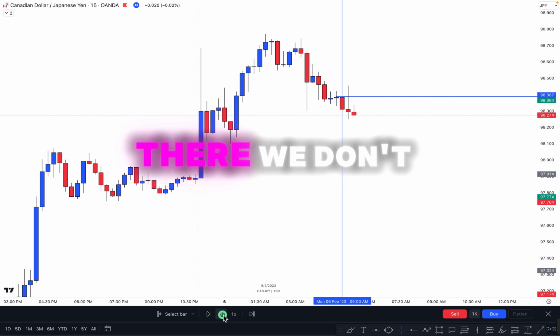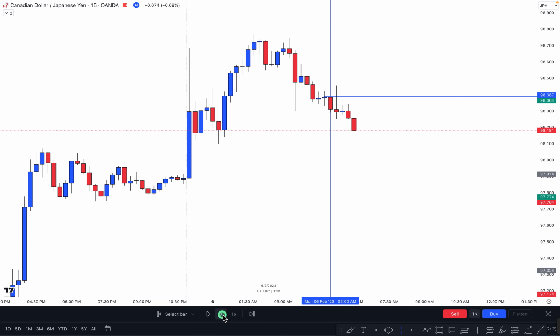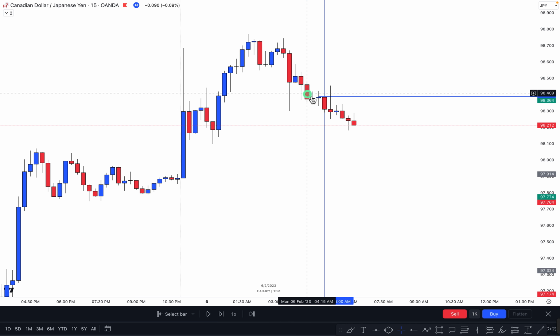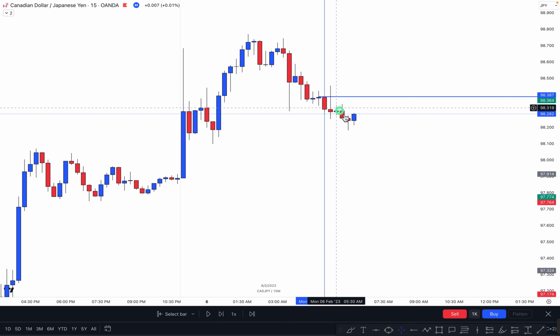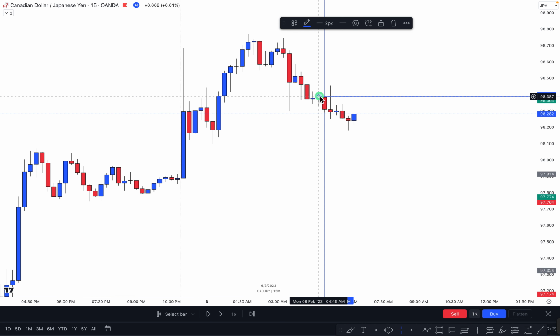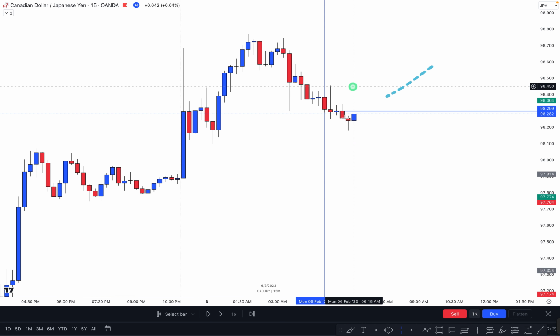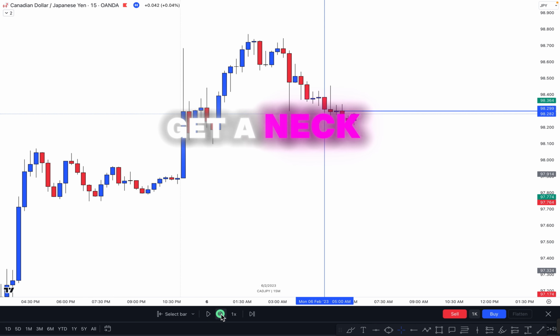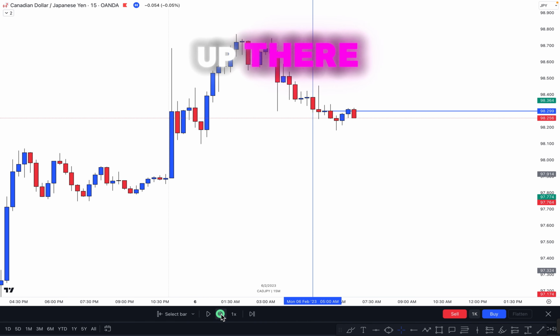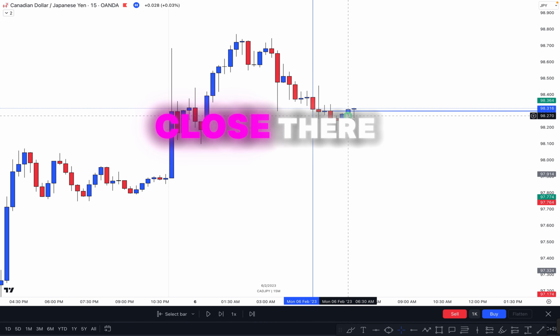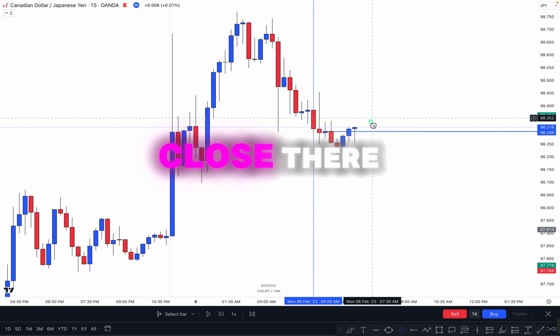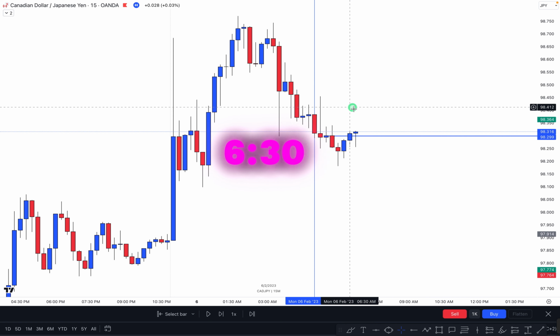Okay, you can see there we don't have the close. Up, down. So the neckline changes. It's not here anymore. It is down here. Let's see if we're going to get a neckline close up there. You can see here we already have a neckline close there. So let's see. You can see here it's around 6:30.